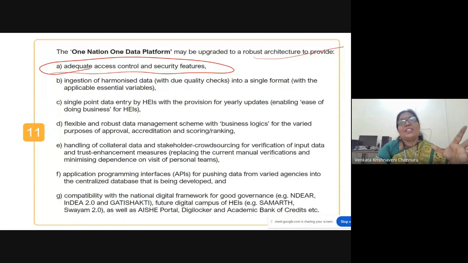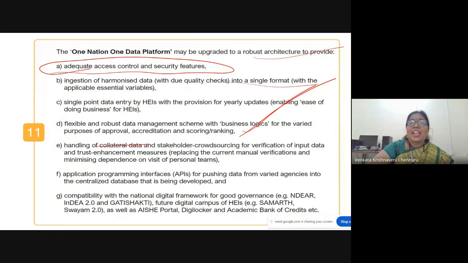Ingestion of harmonized data with the due quality checks into a single format with the applicable essential variables, single point entry, data entry by HEIs with the provision of yearly updates, enabling ease of doing business for HEIs, and robust data management scheme with business logics for the varied purposes of approval, accreditation, and scoring or ranking, handling of collateral data.